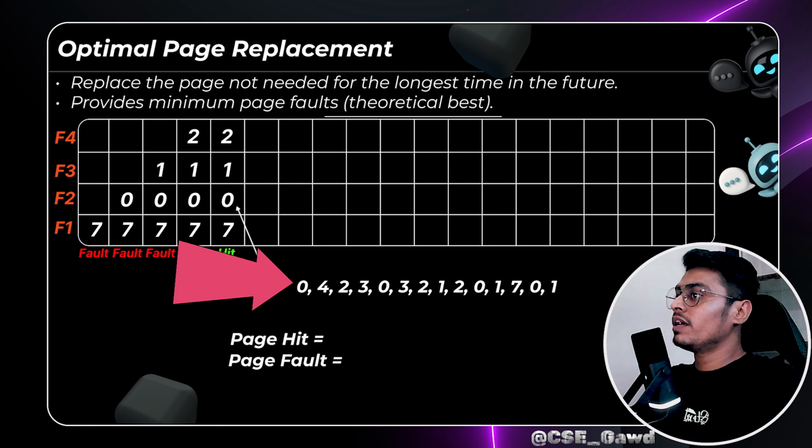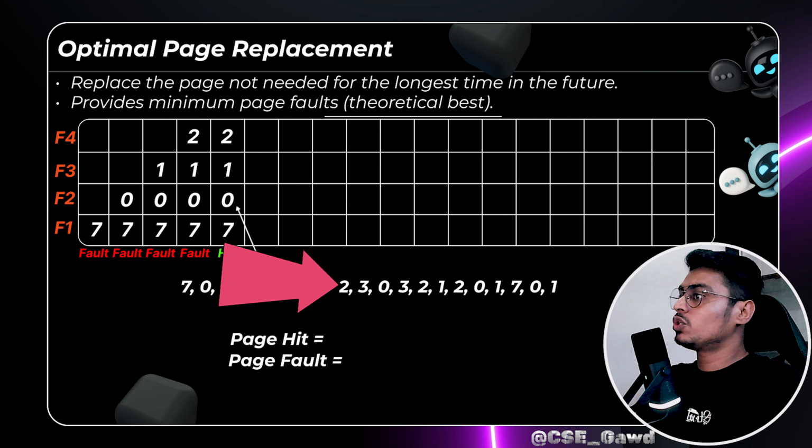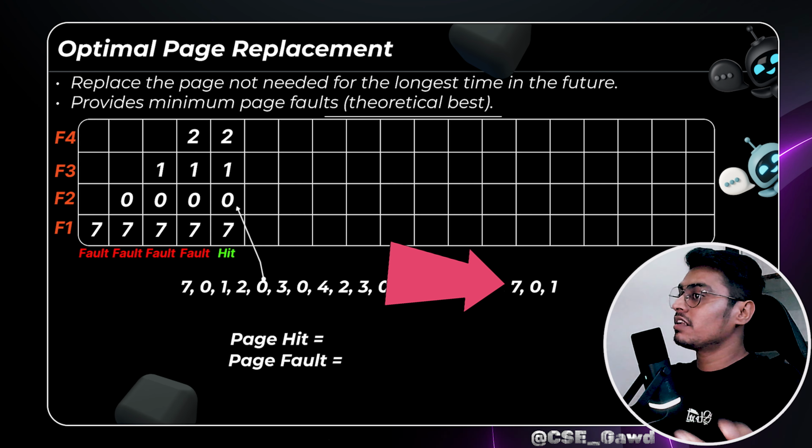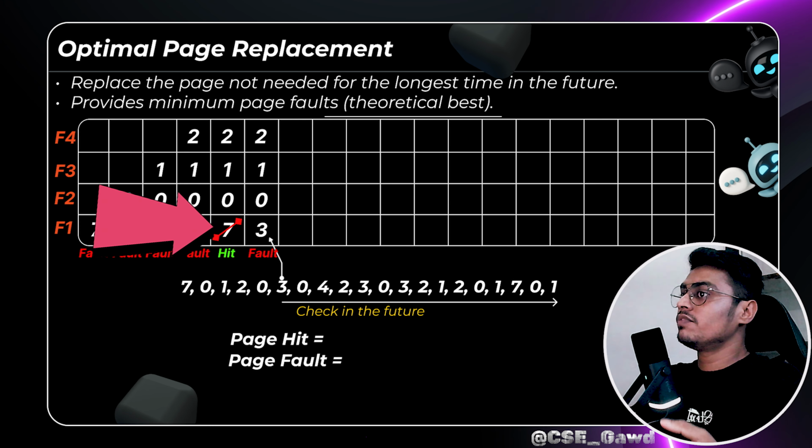Page 0 appears soon in the future references. Page 2 also appears relatively soon. Page 1 appears later. Page 7 appears much later in the sequence. Since page 7 will be needed farthest in the future, we will replace it with page number 3.